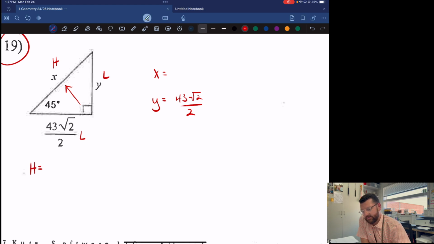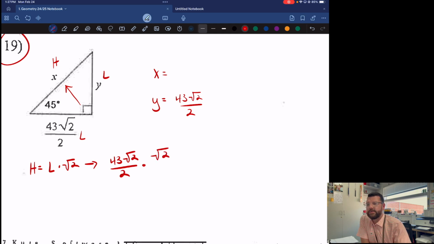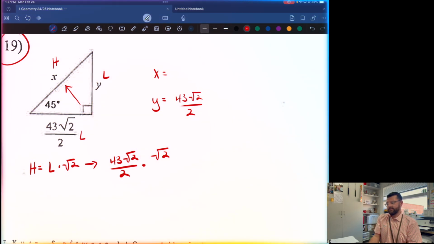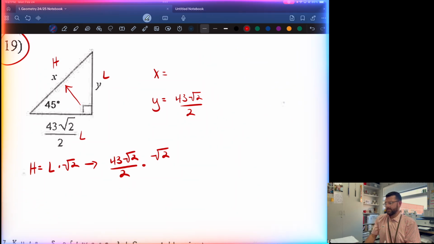Your hypotenuse can be found by taking the leg and multiplying it by the root of 2. So here I have 43 root of 2 over 2 times the root of 2. Now I want to make this problem look balanced. Essentially, I want to put the root of 2 as a fraction. How can I put the root of 2 as a fraction? I'm just going to put it over 1.